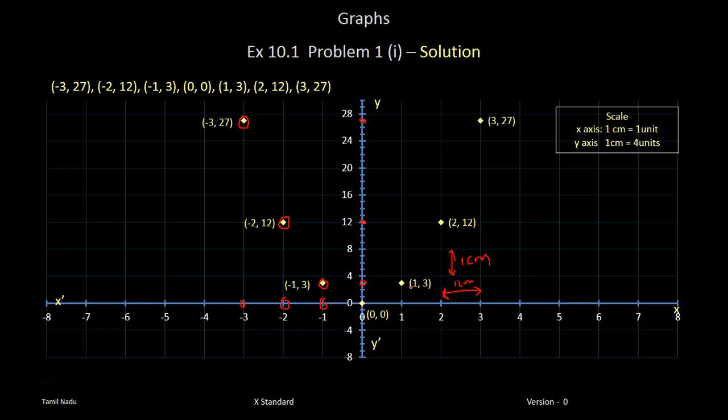Then similarly you plot all the other points, right? And you have to write the scale here because that is very important. And mark your x-axis and y-axis, similarly y complement and x complement, which are the negative y-axis and x-axis. So now what have we done? We have marked all the points. So what's the next step? We'll have to draw a smooth curve.